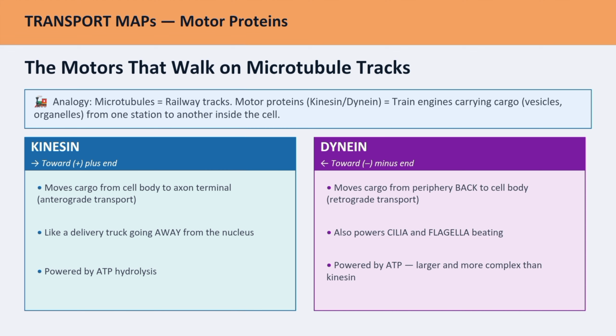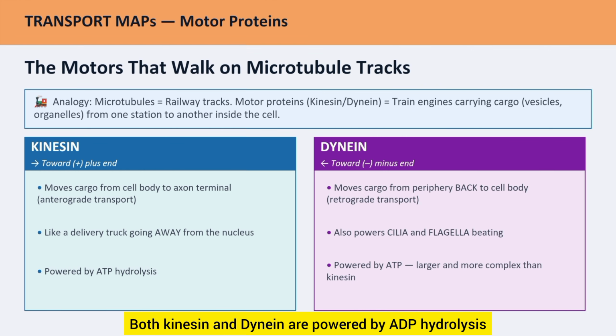Dynein. Dynein moves in the opposite direction, towards the minus end. So it brings cargo back to the cell body. This is called retrograde transport. Dynein is also responsible for the beating of cilia and flagella. Think of dynein as the truck bringing things back to headquarters. Memory trick. Kinesin goes kinetically outward. Dynein drags things back in.